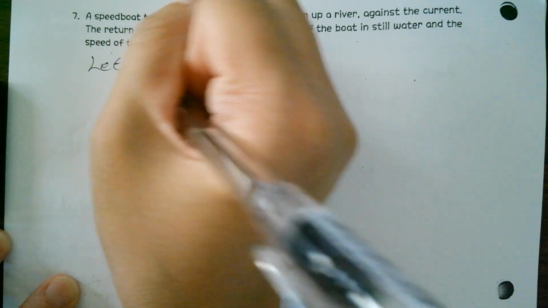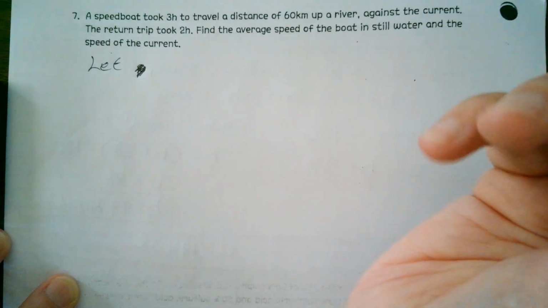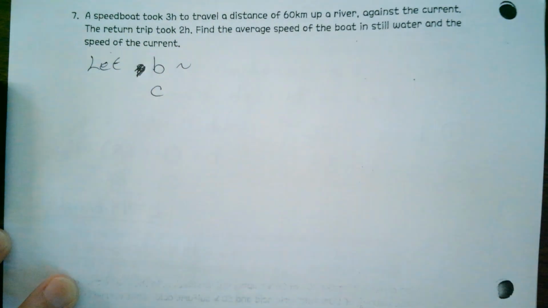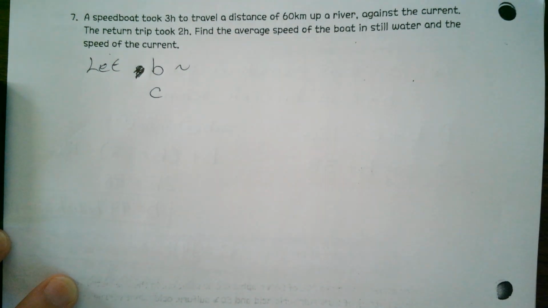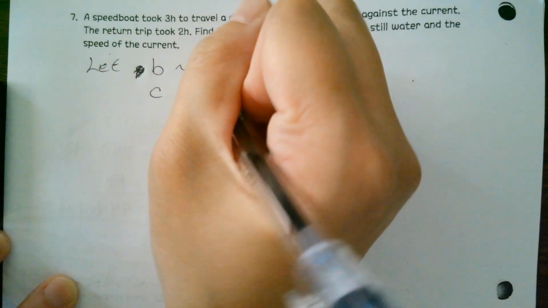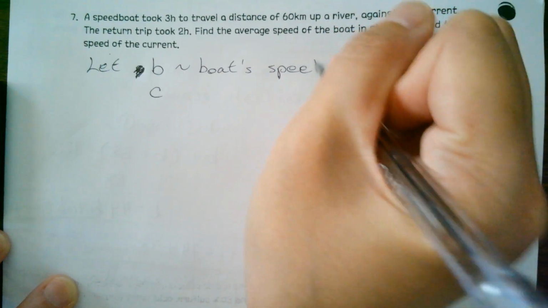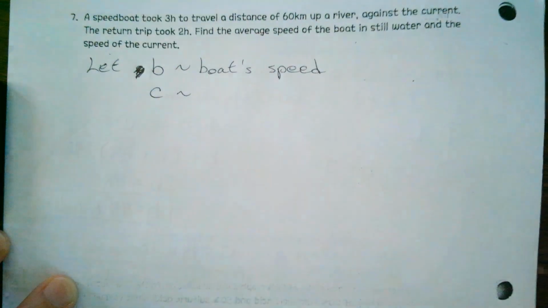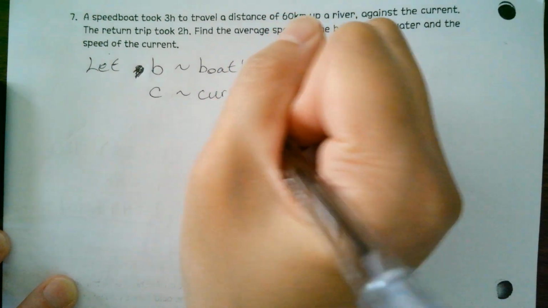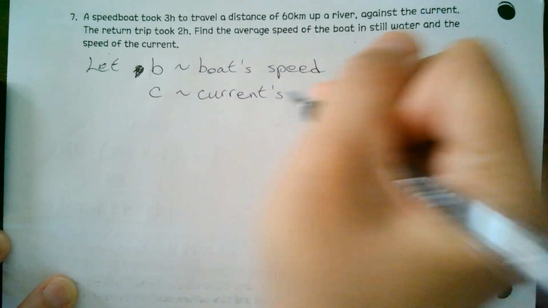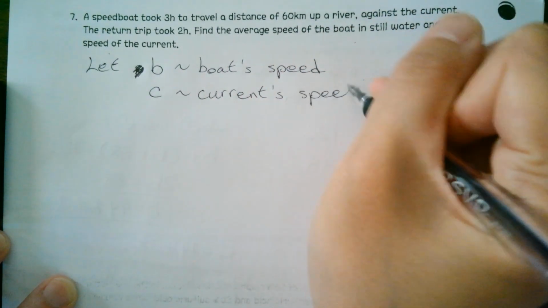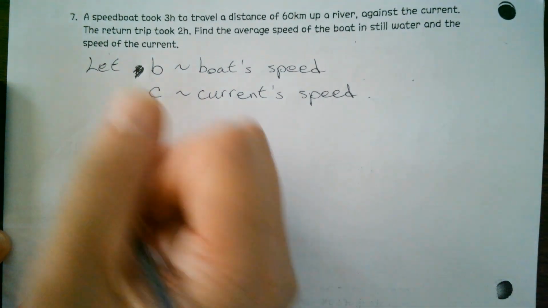Okay, I'm going to put let B. I'm going to use the variable B. What do you think the B represents in this case? Boat speed. Good job. What do you think C represents? Current speed. Good. Makes sense to me. Okay.